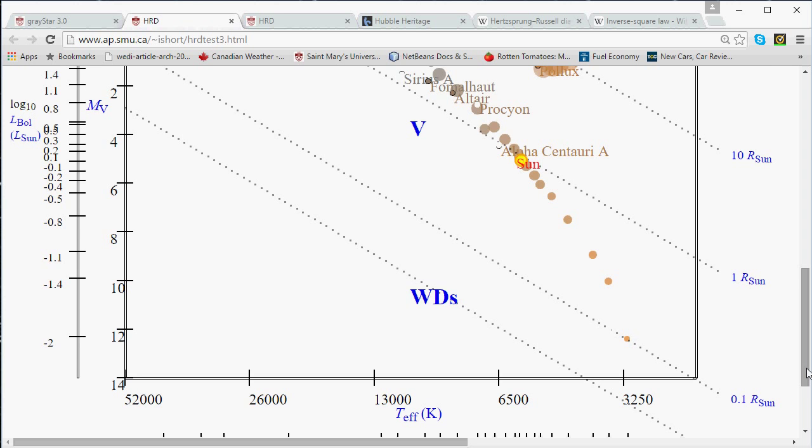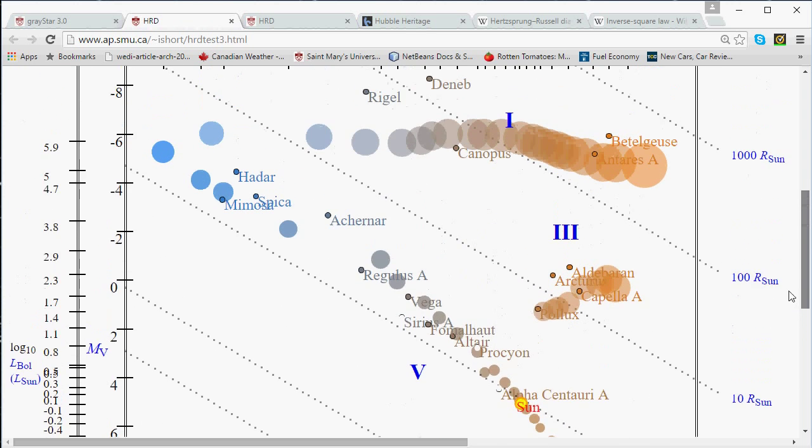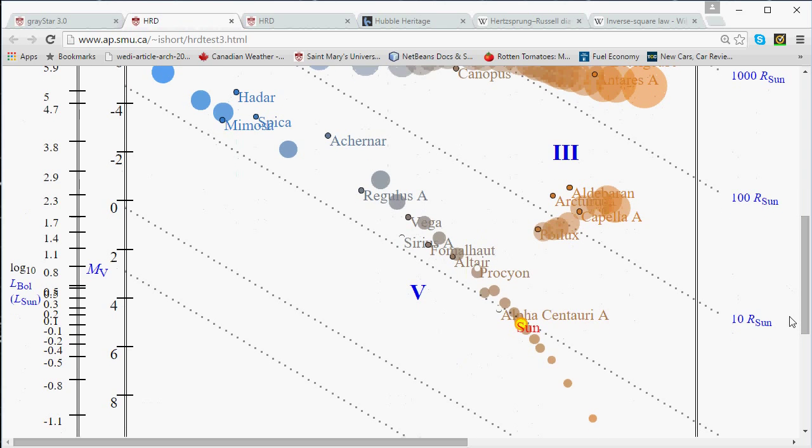By looking at the patterns that stars make when they are plotted in this diagram, astronomers have been able to gain a lot of insight into the deep hidden interior of stars, something we haven't talked about in this video series, and also insight into how stars change with time as they age, the subject of stellar evolution.